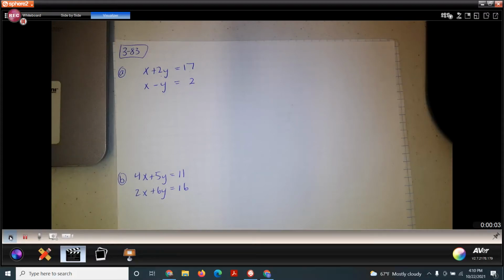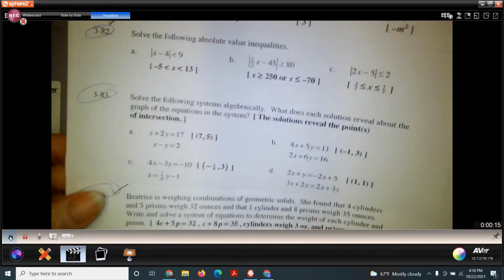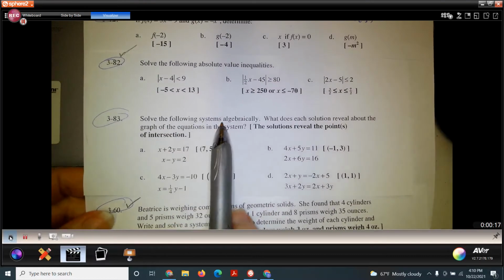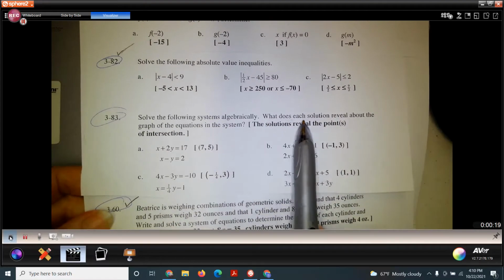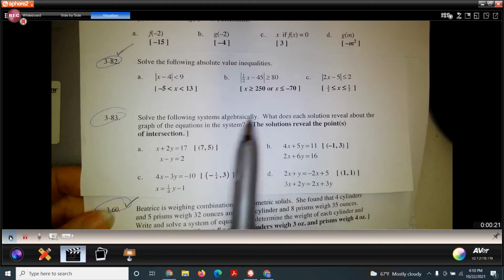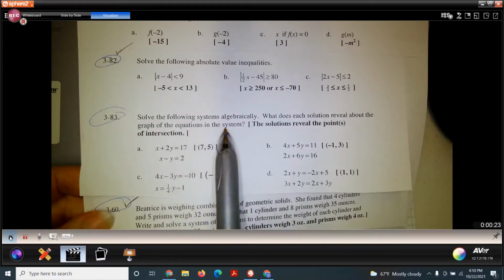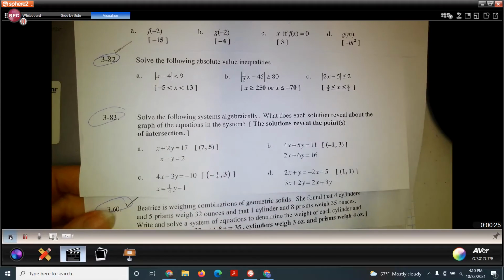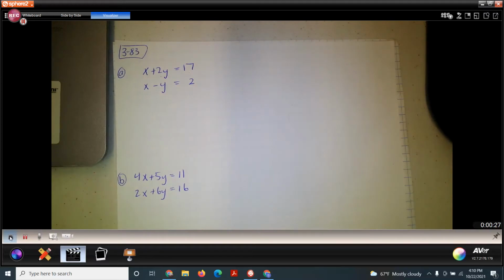Here's Integrated 3, problem 3-83, and this appeared on your test, and there's 4 parts, so I'm going to try to go a little bit quick through it. But the directions were: solve the following systems algebraically. What does the solution reveal about the graph of the equations in the system? So we have to solve these systems algebraically.